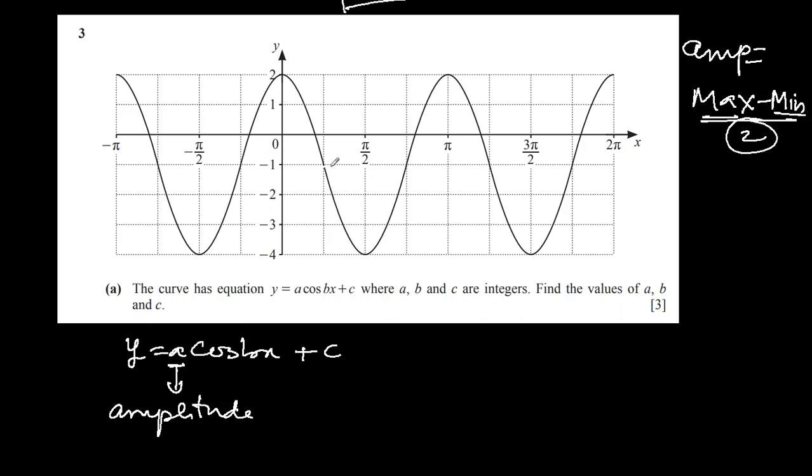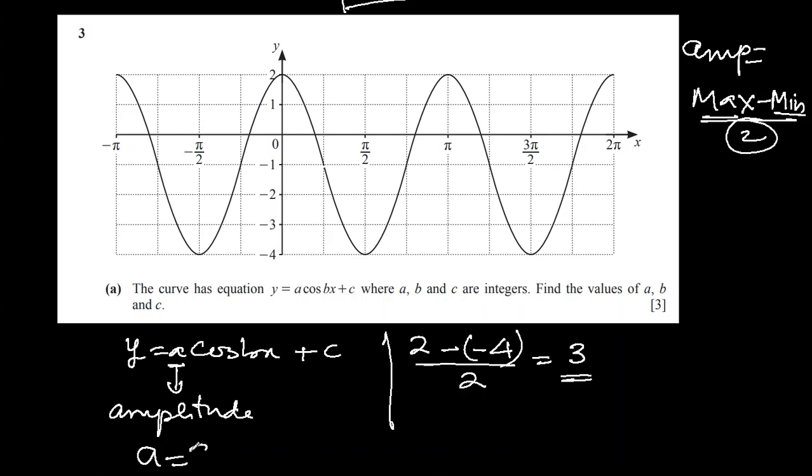So let's see what is amplitude here. So maximum is how much? The y value is 2, minus the minimum y value, which is minus 4, divided by 2. That is 2 plus 4, which is 6, divided by 2, so 3. So amplitude is 3, a is 3.